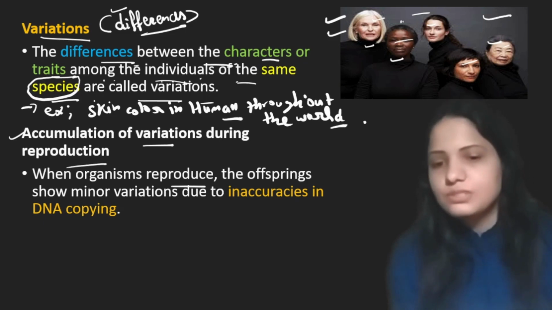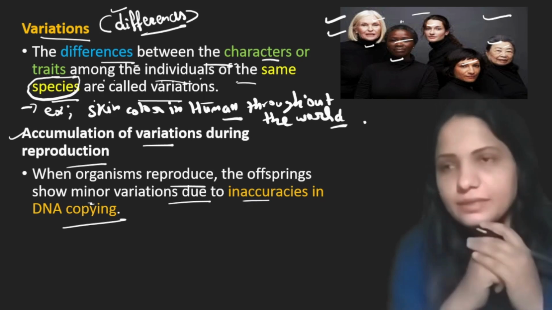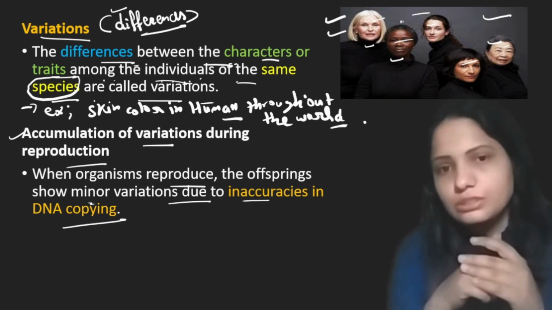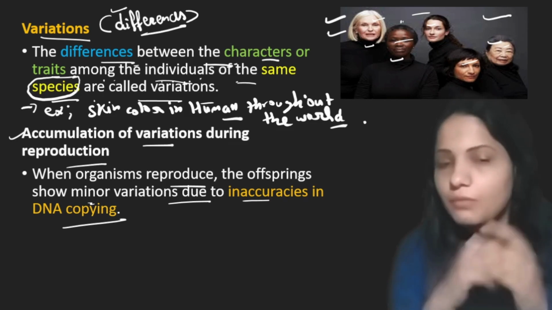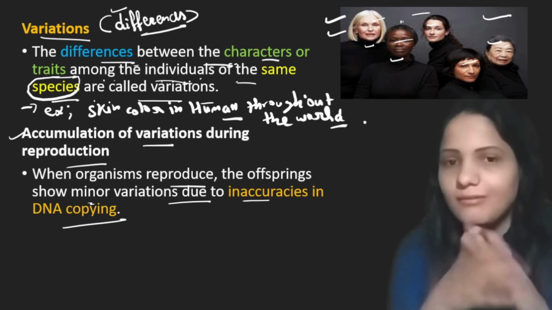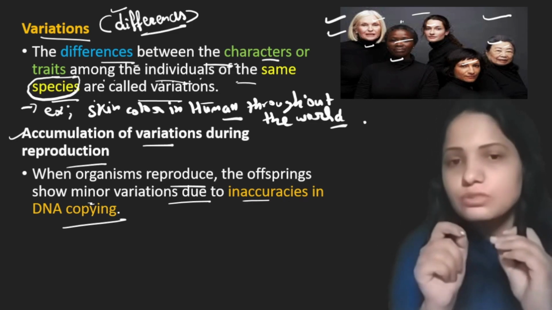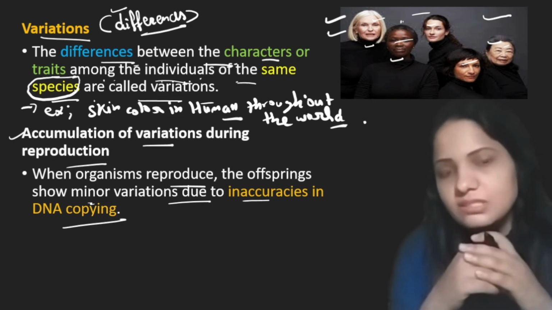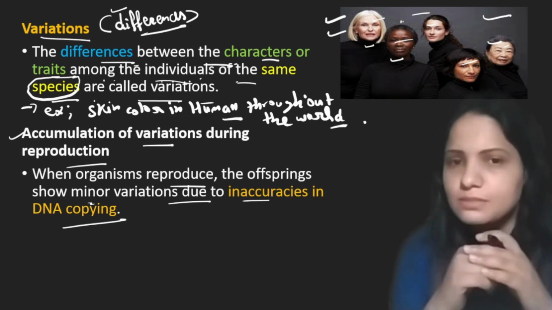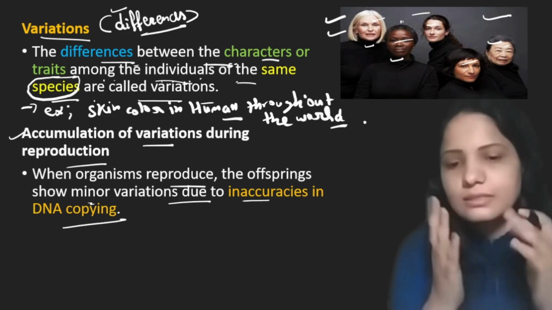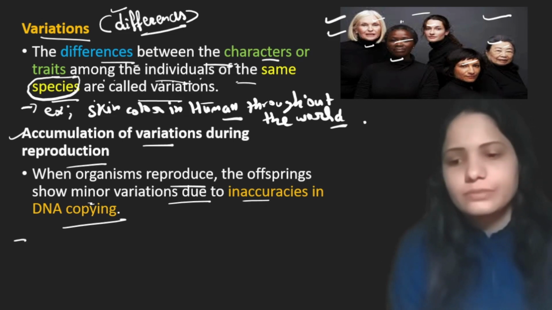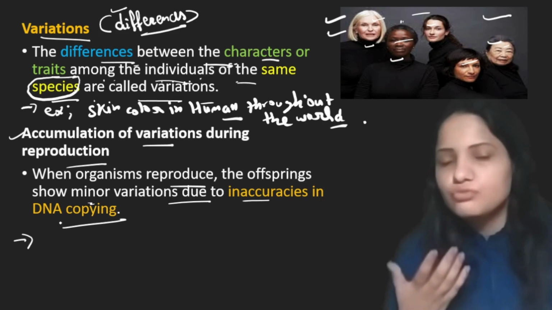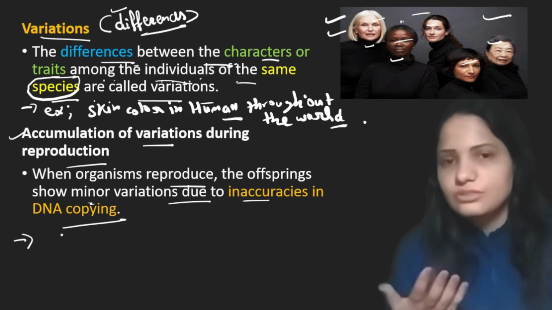Now, accumulation of variations during reproduction. When organisms reproduce, the offspring show minor variation due to inaccuracies in DNA copying. Now how did this happen, that so many variations are present in the populations of the same species? Which process is responsible for causing variations in the population? Why are these variations present in individuals of the same species, why are they not the same, what is the reason behind these variations?